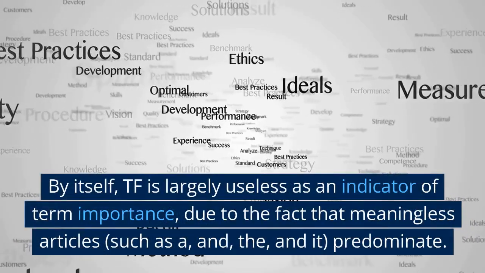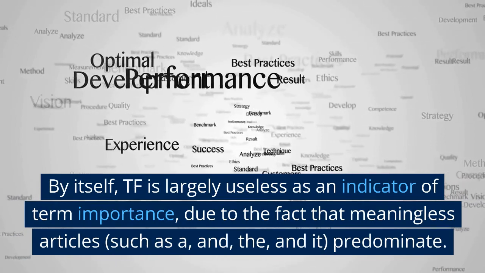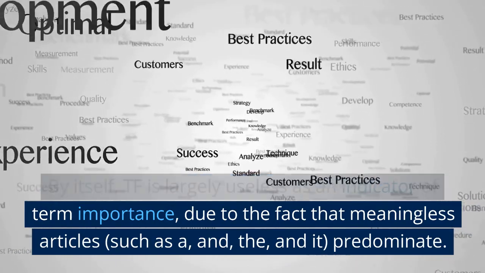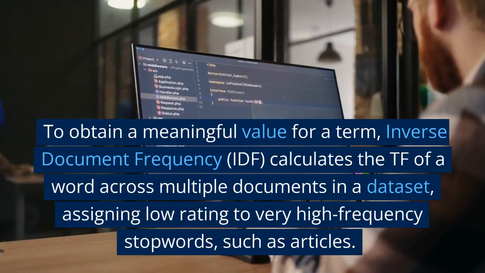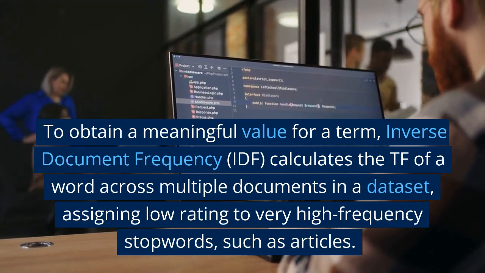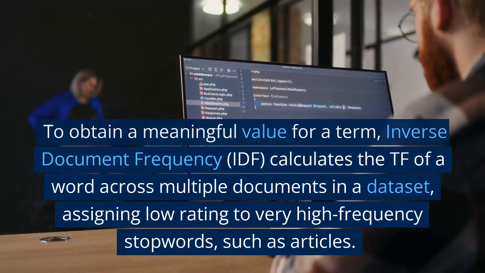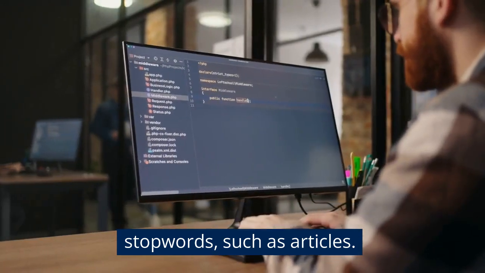By itself, TF is largely useless as an indicator of term importance, due to the fact that meaningless articles, such as a, and, the, and it, predominate. To obtain a meaningful value for a term, inverse document frequency, IDF, calculates the TF of a word across multiple documents in a dataset, assigning low rating to very high frequency stopwords, such as articles.